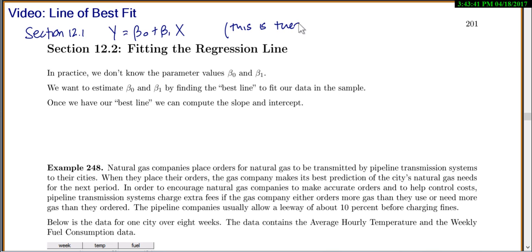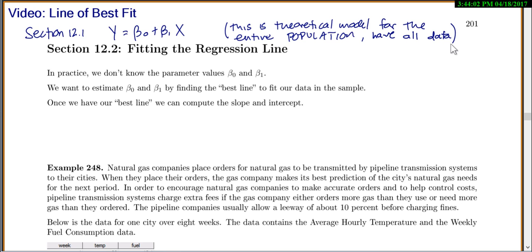This is the theoretical model for our line for the entire population, meaning we have all the data. But in real life, we almost never have all the data.